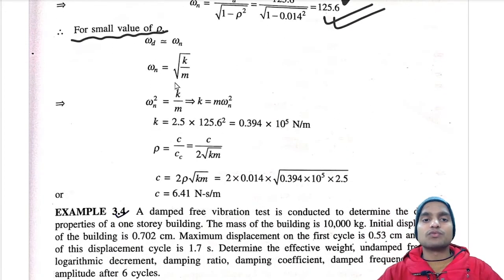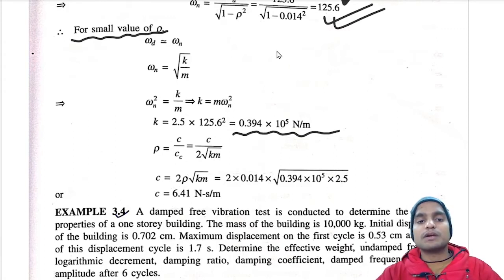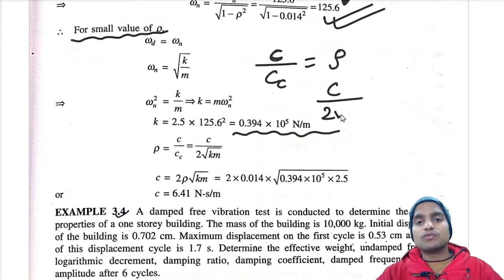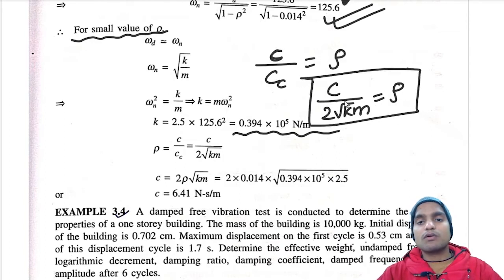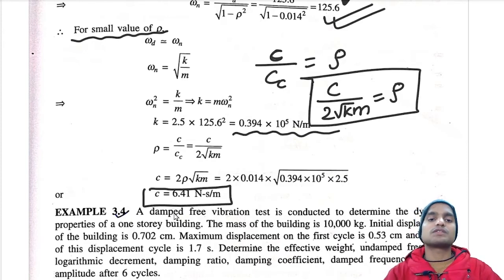And omega n is equal to root under k by m, and we can calculate the k value here. Mass was equal to 2.5 kg. Now rho value is calculated, and now we only have to calculate C. C by Cc is equal to rho, and Cc is equal to 2 root under Km. In this equation we have already calculated rho and K, and mass is given, so C can be calculated. Okay, and C is equal to 6.41 Newton second per meter.